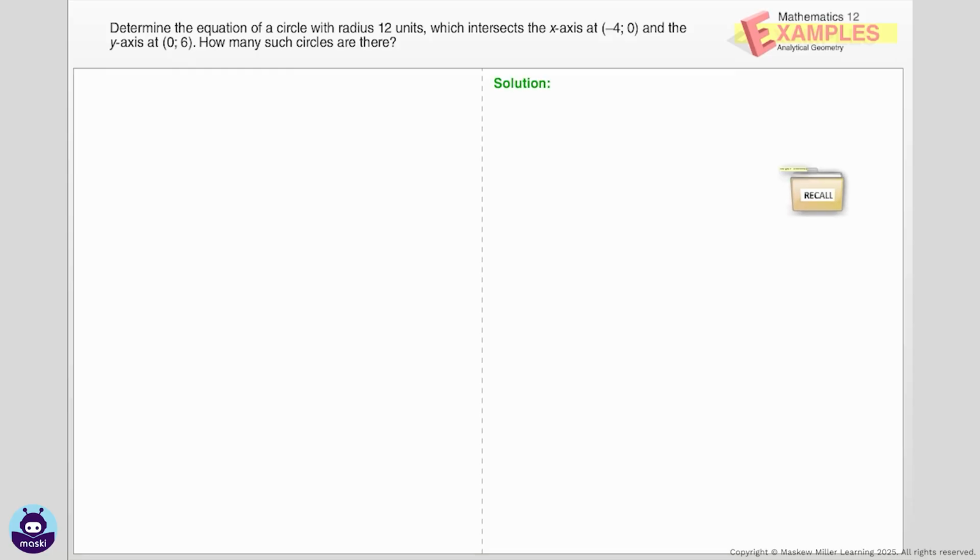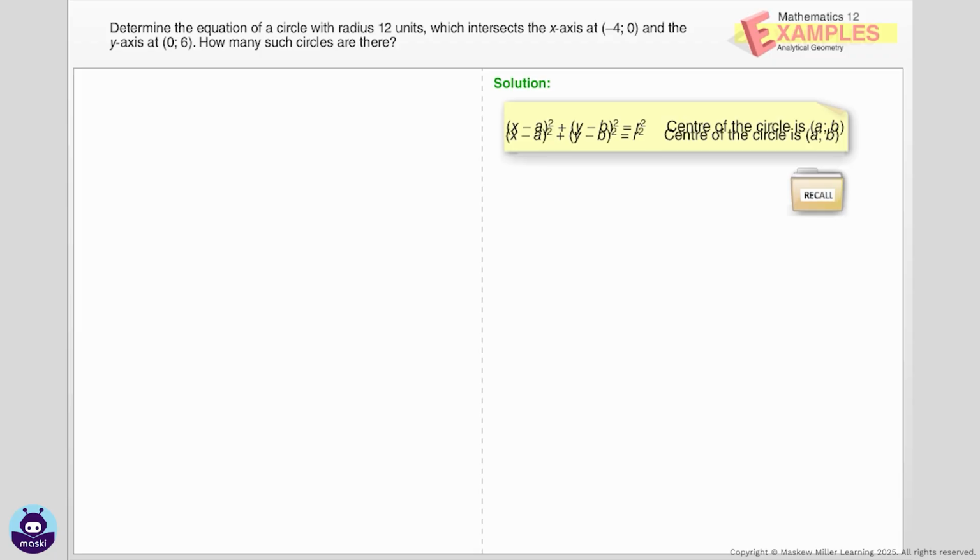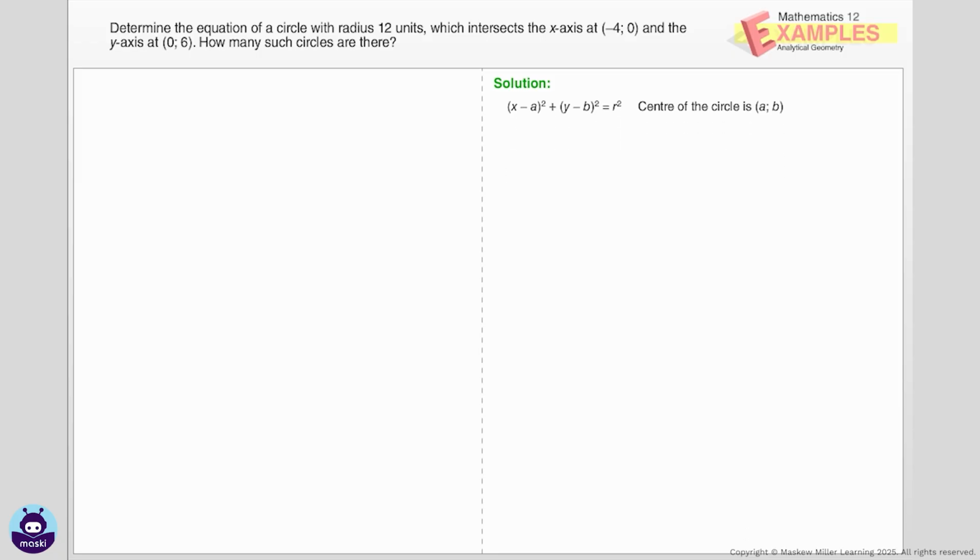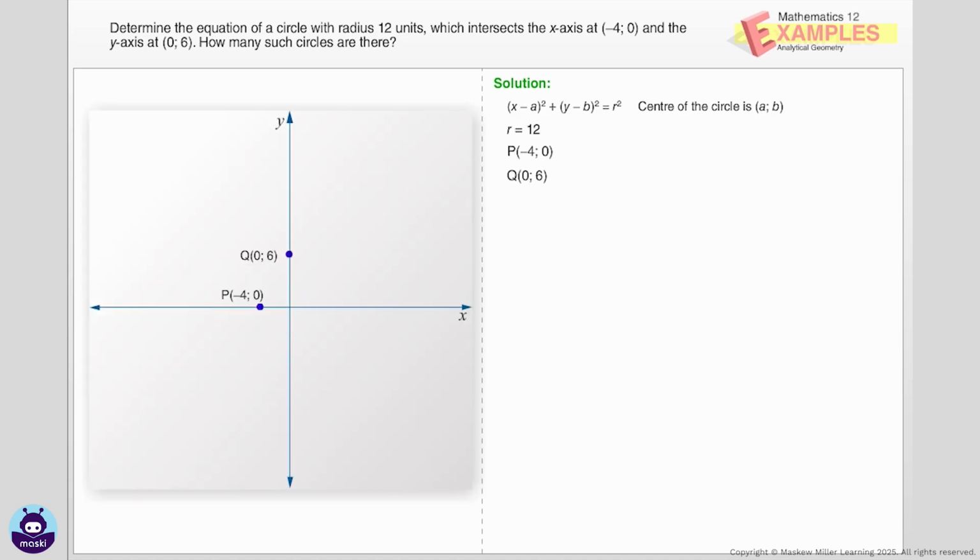Solution. To determine the equation of the circle, we need to know the radius r and the coordinates of the center of the circle. We have been given the radius r. We do not know the coordinates of the center of the circle. We have been given the coordinates of the 2 points that lie on the circle. We substitute the coordinates of point x and y into the equation of the circle.